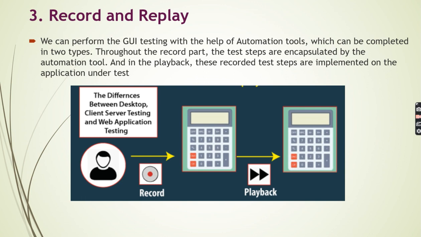We can perform GUI testing with the help of automation tools, which can be done in two ways. During the record part, the test steps are captured by the automation tool, and in playback, these recorded test steps are executed on the application under test, for example QTP. The automation approach is the most common technique, and GUI automation testing demonstrates itself beyond the record and playback method.